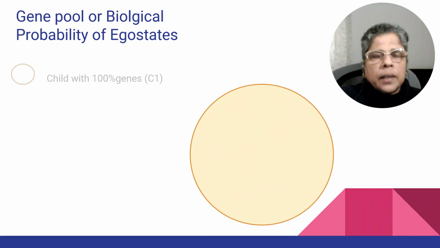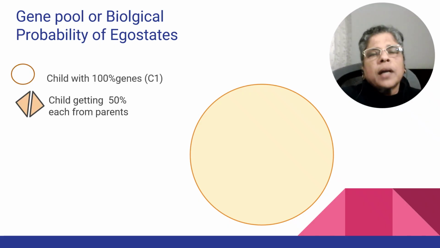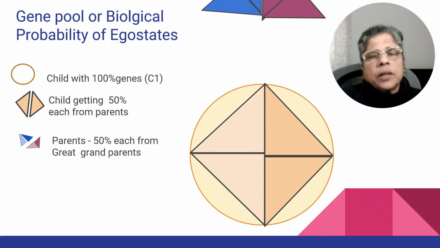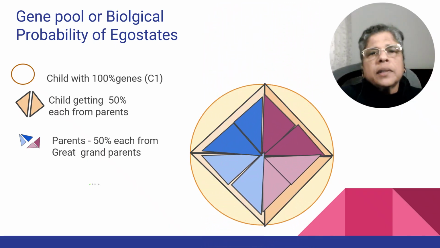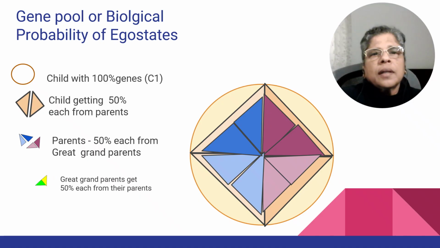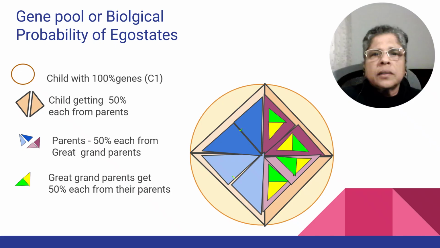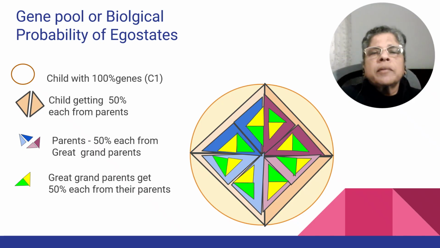In this slide, we are trying to understand what are the genetic constituents of a person. So as you can see here, 50% each of the genes come from parents. 50% each of the great-grandparents have contributed to the parents' genes. And even the great-grandparents have received 50% each from their parents. So it goes on back to back like that. So the genetic influence of one child or one person is coming from multiple sources over the generations.